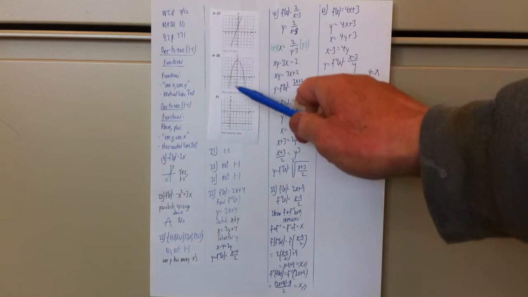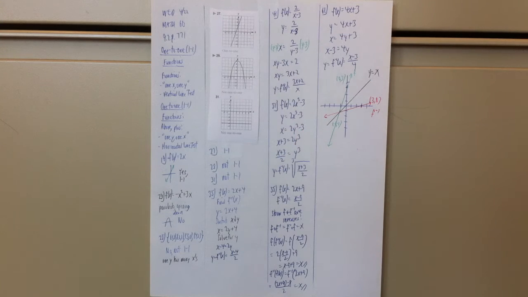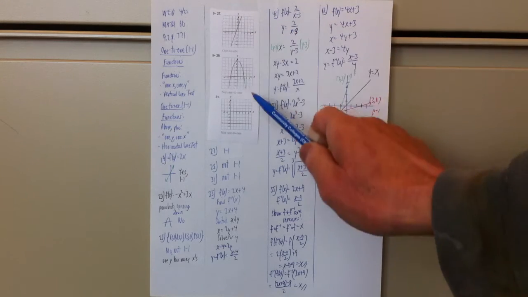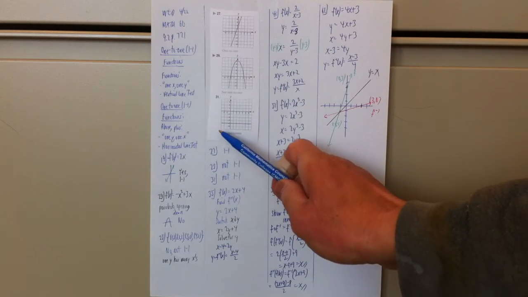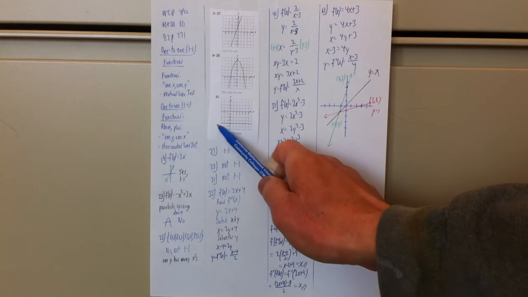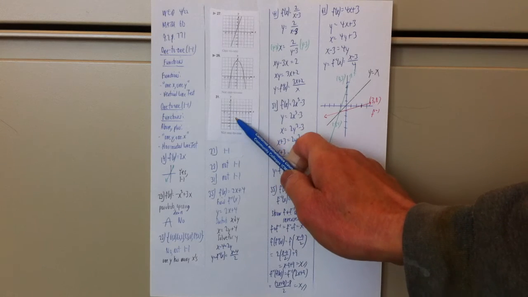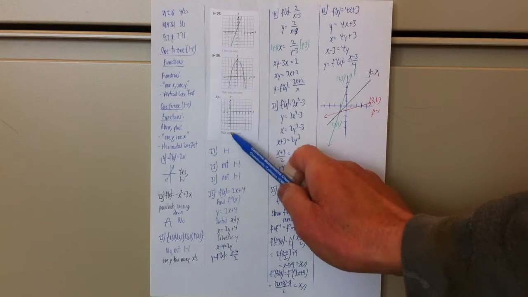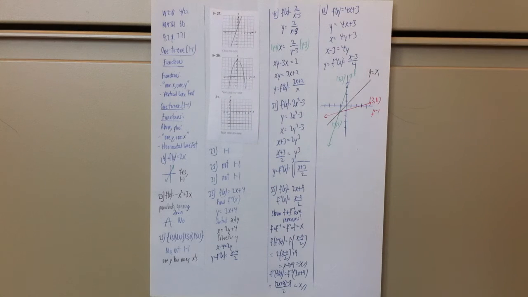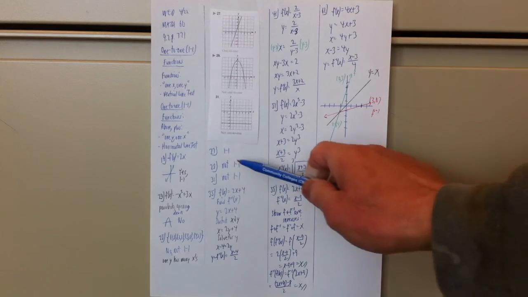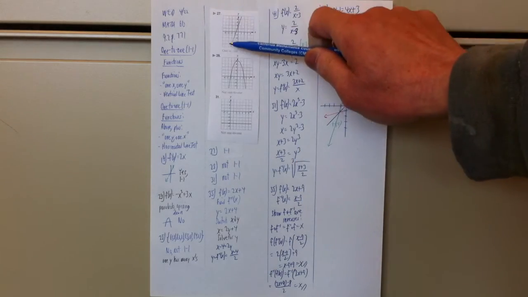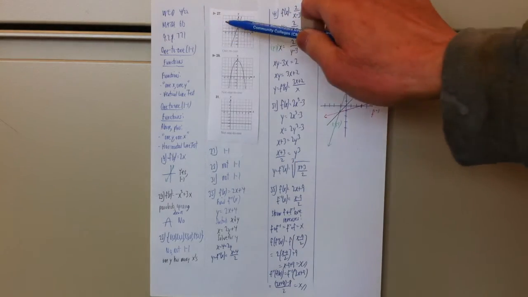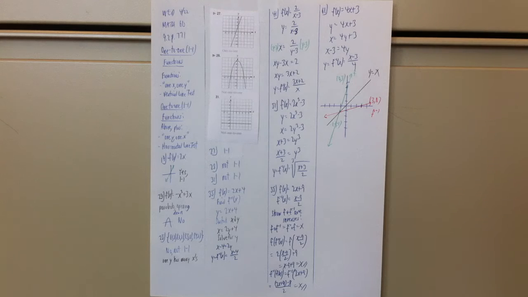Okay, then 27, 29, and 31 ask if they are one-to-one functions. Notice again, they're all functions. They all pass the vertical line test. 31, it might be kind of hard to tell what's going on, but you have this horizontal line here down at y equals negative 4, it looks like. So they all pass the vertical line test, so they're all functions. But do they pass the horizontal line test? So 27 is one-to-one. If I draw horizontal lines anywhere, it's going to touch the graph in only one spot.